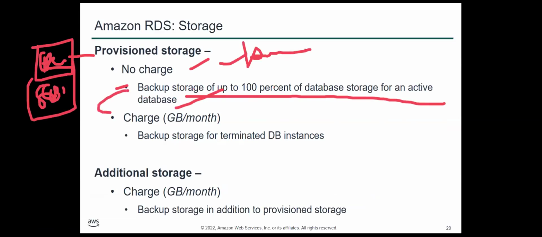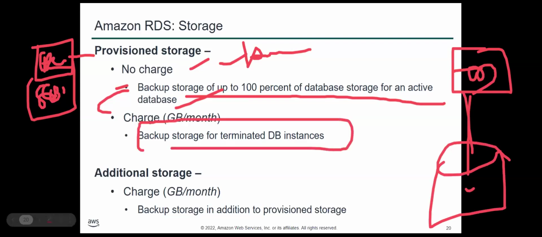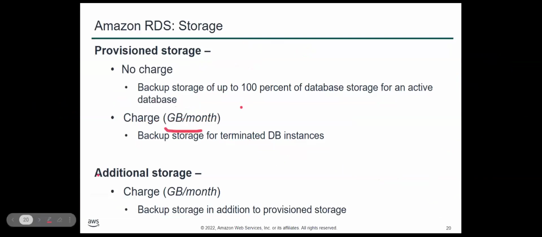In case you are storing a database in the S3 bucket, because for the terminated DB, what does that mean? The DB is over. The DB we closed it. We choose another DB. Now the old DB will be there. Now that DB backup I want to keep it in the S3 bucket. Now this will be charged. That's what they mentioned: charge per GB per month. Same thing. Additionally, if you want to take any backup data, we are able to use it. That is also charged.